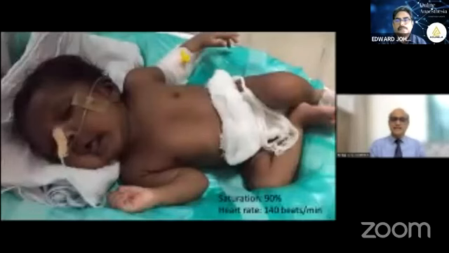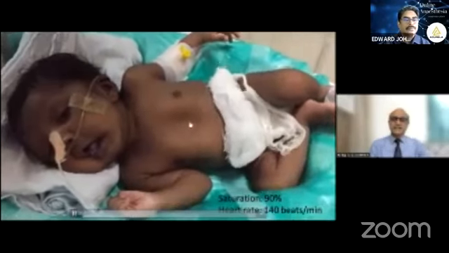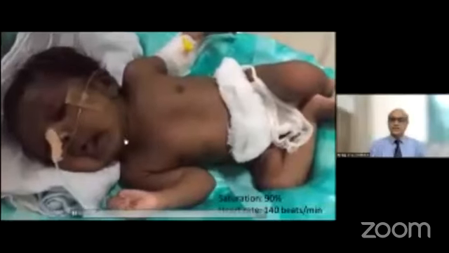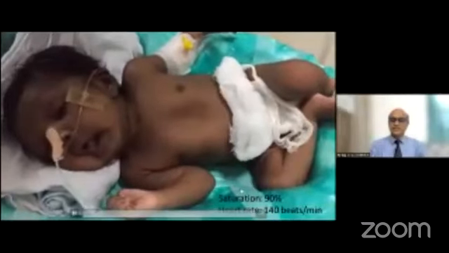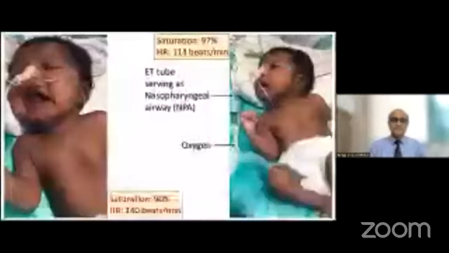So this is the same child. When I happened to see this child in the ward, look at the respiratory distress the child is in. He is having an oxygen cannula. Oxygen is flowing, but the saturation is just 90%, and the heart rate is about 140 beats per minute. And you can see severe indrawing in this child. So now the dilemma comes: how should you plan for airway management if the child is scheduled for excision of this oral mass?